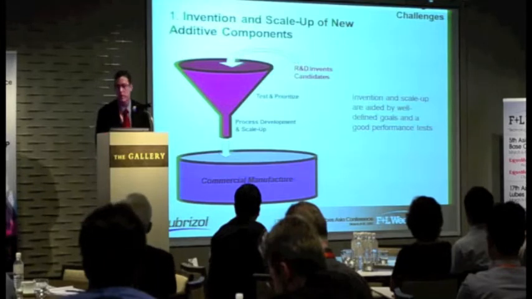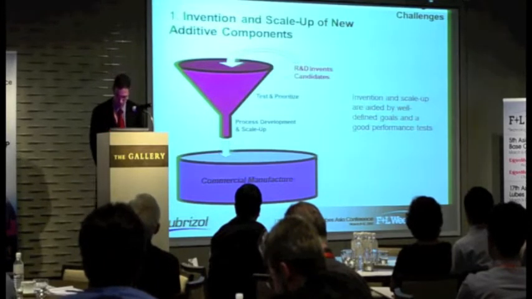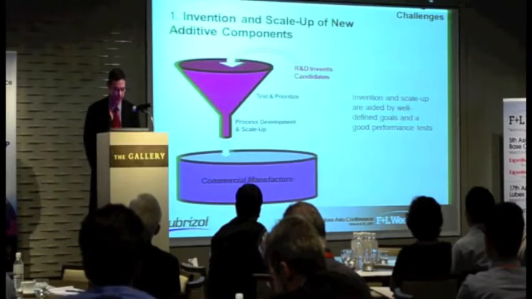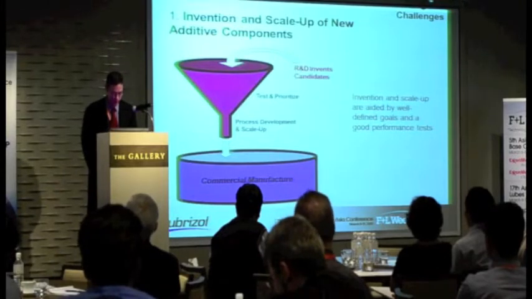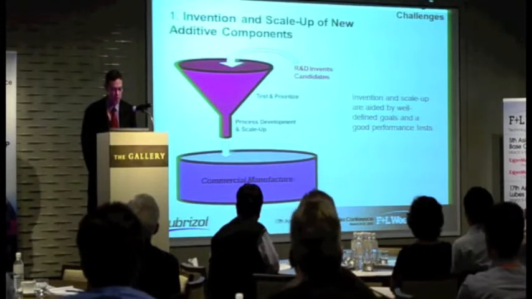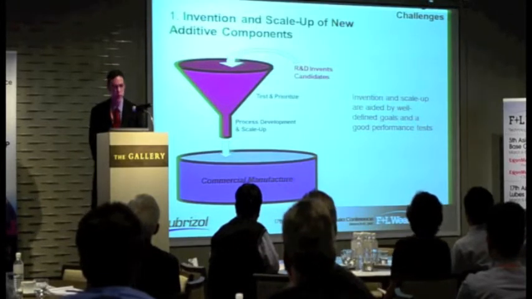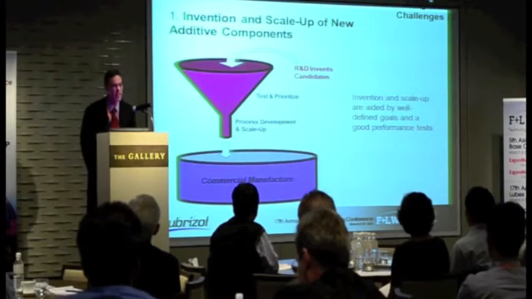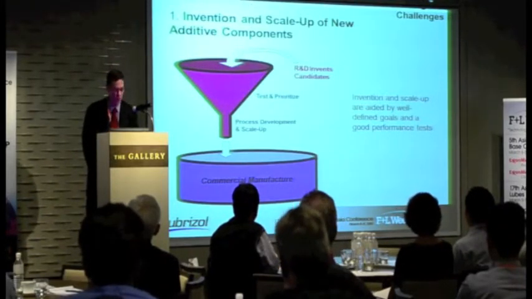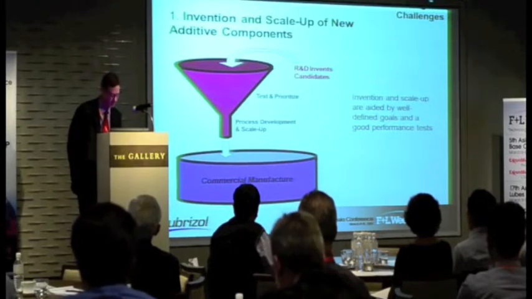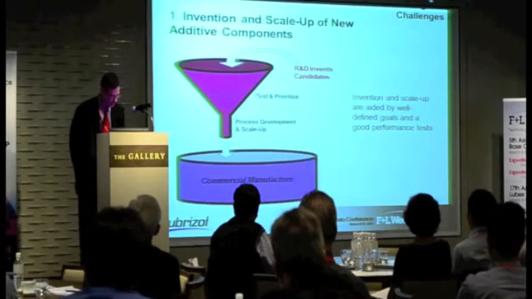Okay, now on to challenges. First challenge. You're going to develop and commercialize a new additive component. You've got to invent it and scale it up. And in our industry, a lot of us probably, and in other industries as well, use a pipeline process. Our R&D group invents many candidates. We test, prioritize, promote the winners, eliminate the losers, and eventually, very few will be subject to process development, scale up, commercialization, and they fall out into that manufacturing tank.